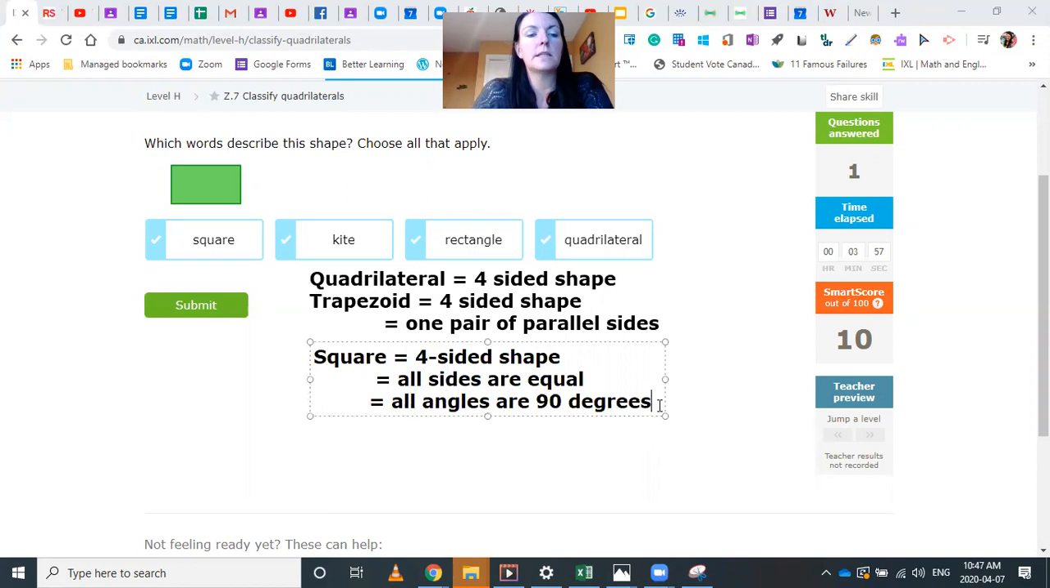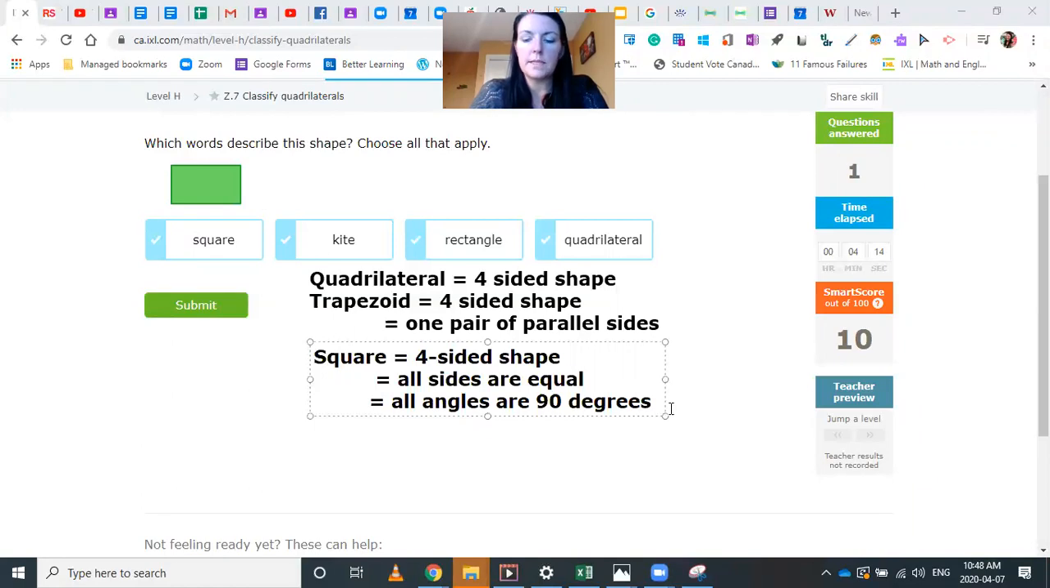So let's look at this shape. Is this shape a square? Well, based on the definition of what a square is, it is a four-sided shape, but not all of the sides are equal. So we cannot be checking off that it is a square.